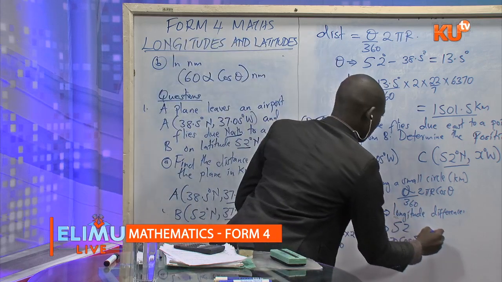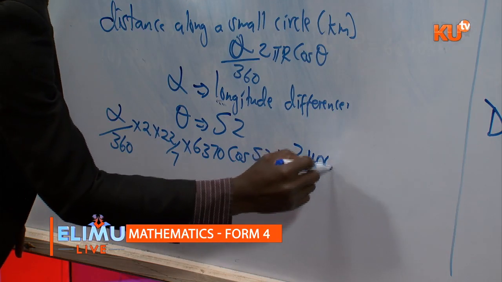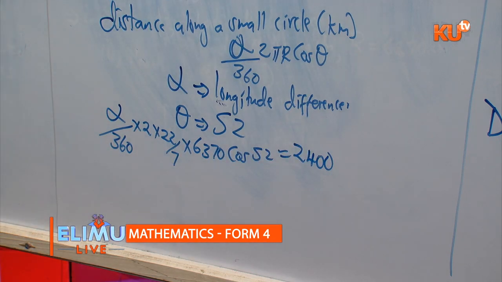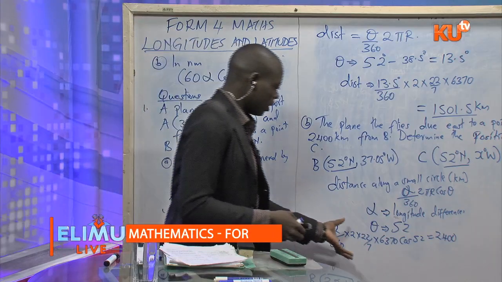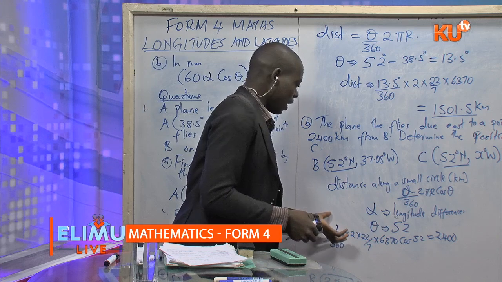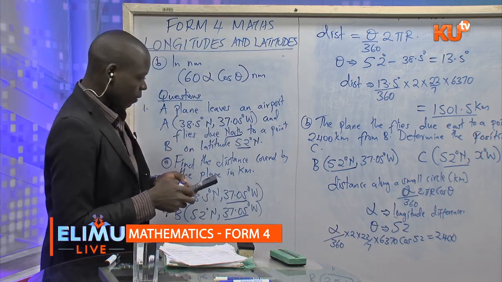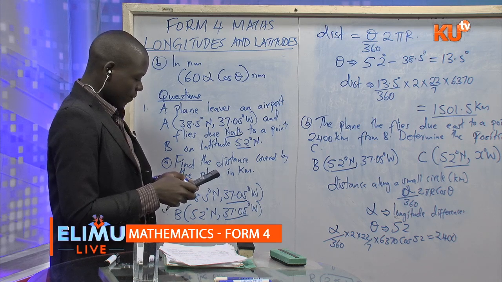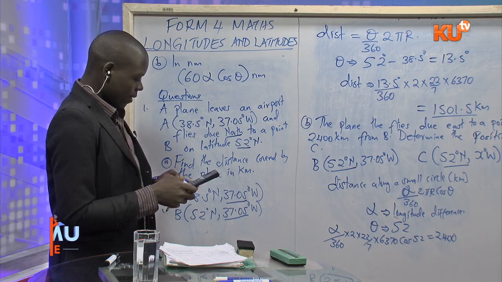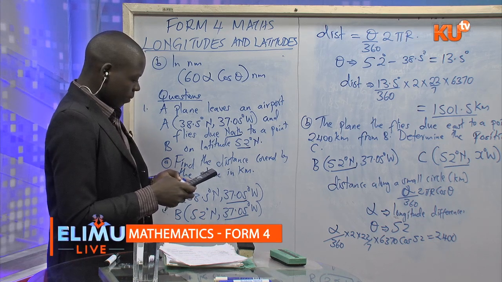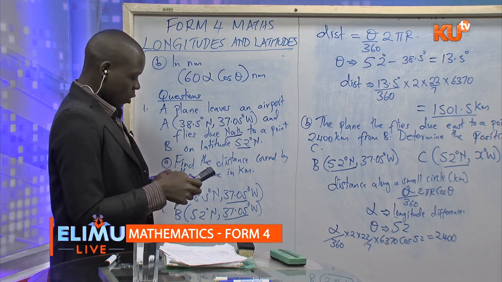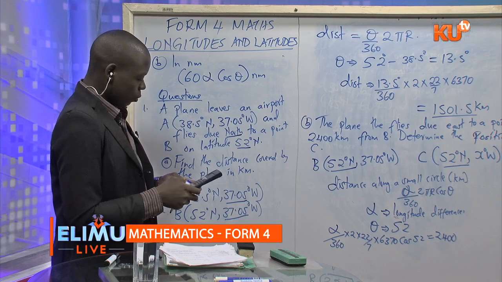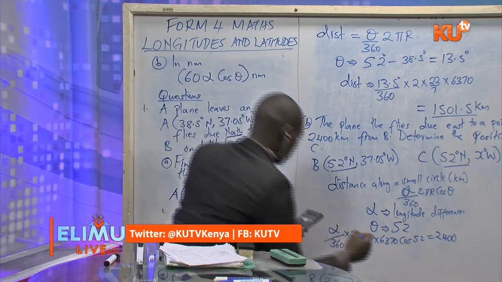And this distance is equal to 2,400. Again, students, let's do the substitution in our calculators. We work out this side, and remember we have an unknown here, alpha, so that we will be able to make it the subject of the formula. So I will substitute: 2 by 22 by 6370, and then divide by 7, divide by 360, and then multiply by cos 52.